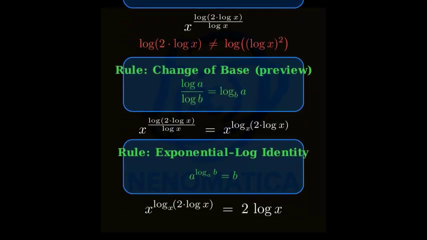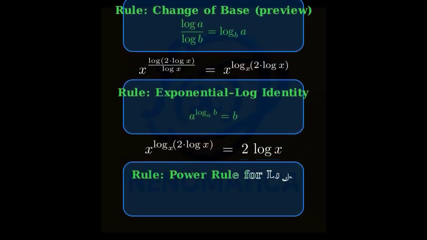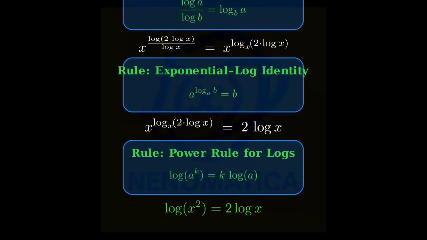The last line in the image shows log of x squared. That is equivalent to 2 times log x by the power rule. We'll display that equivalence to match the image's final line. So, following the step order from the image and fixing the one incorrect manipulation, the simplified value of the original expression is 2 times log x, which also equals log of x squared.